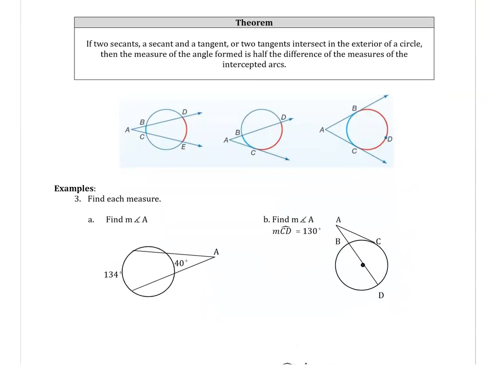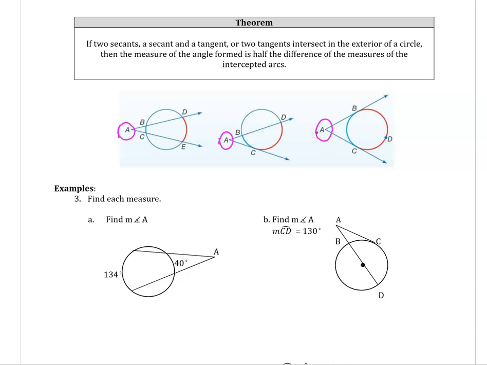Now, this is the last theorem that we will use in this entire packet, so that's kind of cool. And it has to do with two secants, a secant and a tangent, and two tangents. So you're seeing 3 diagrams below, but the general idea is going to be the same for each of these. If we're going to find the exterior angle of each of these, so that's an exterior angle, that's an exterior angle, that's an exterior angle.